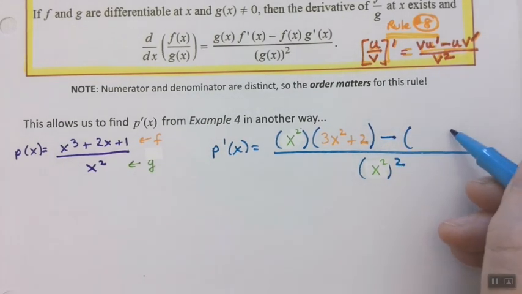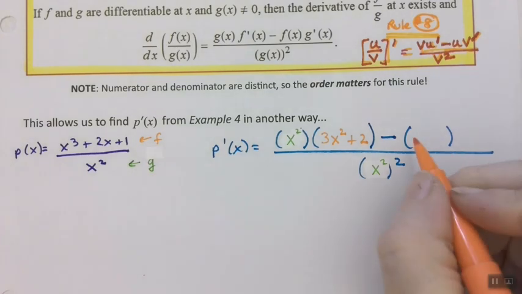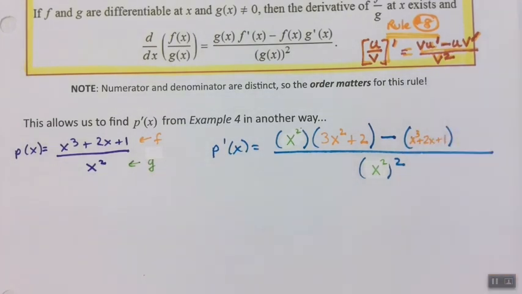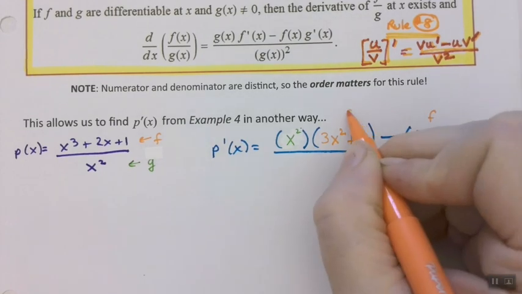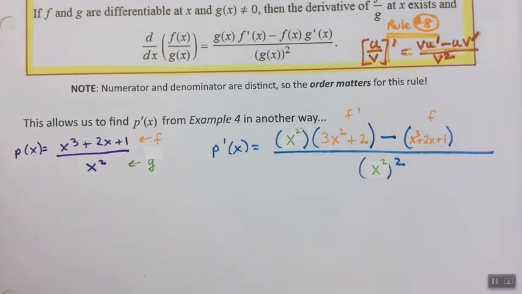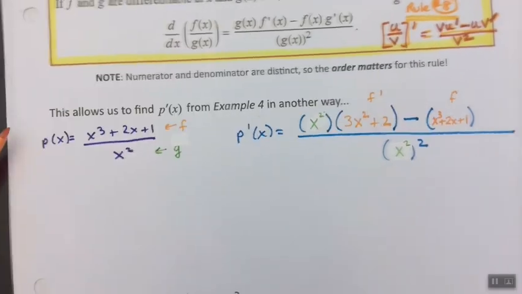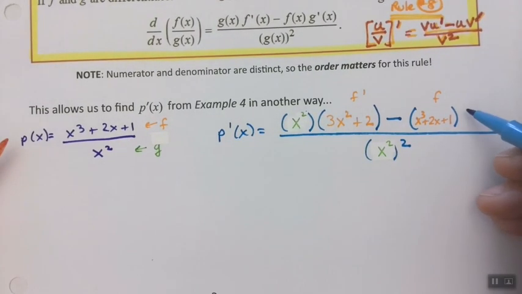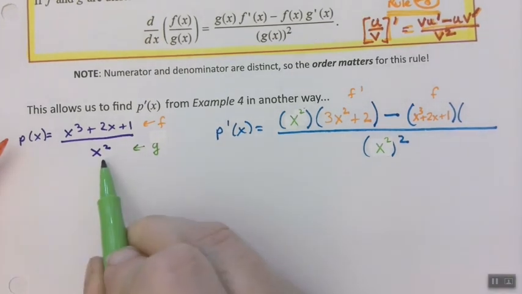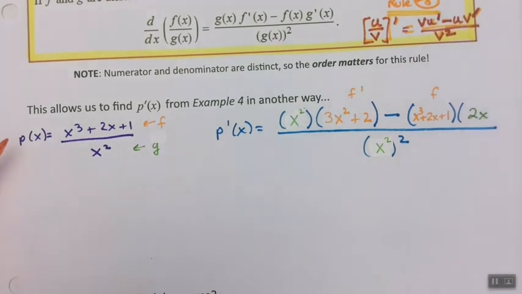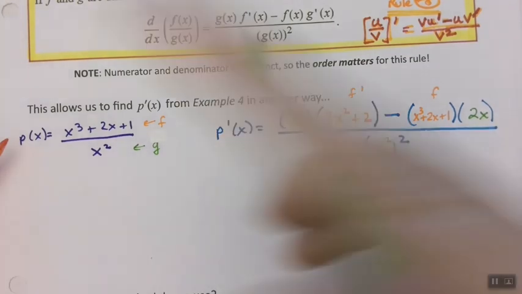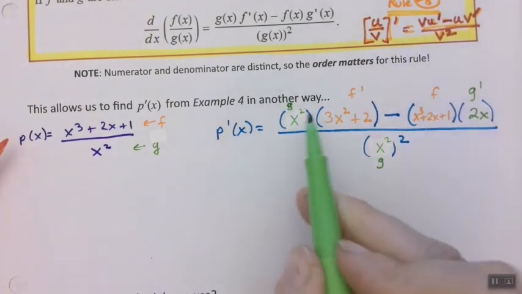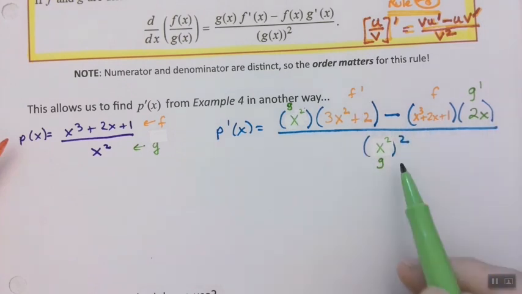Now I reverse the process. So now I leave f alone. So I write x cubed plus 2x plus 1. There's f, there's f prime. And then I multiply the whole thing by g prime, but g prime would be 2x, right here. All right, so this is g prime, this is g, this is g. So g f prime minus f g prime over g squared.